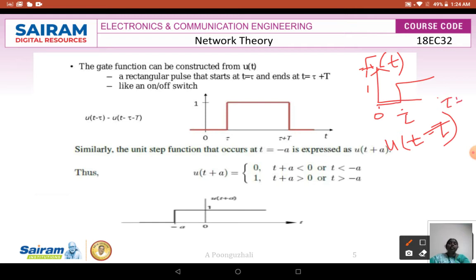At this point, tau plus t, I want my waveform to come down to 0. For my waveform to come down to 0, the total amplitude is going to be 1, from 0 to 1. But it is going in the negative direction. Negative direction means it is going to be minus u of t, shifted by t plus tau. So we can write it as tau plus t.